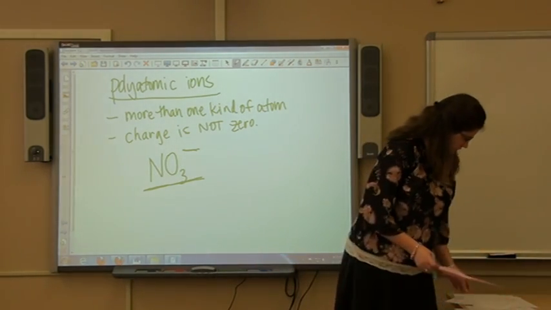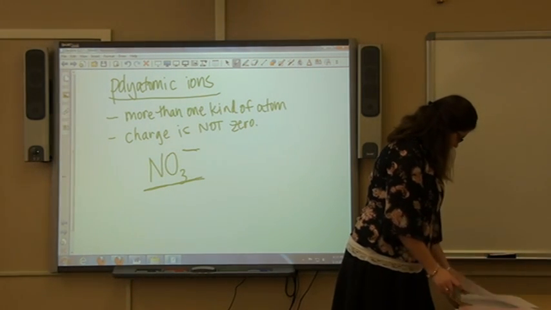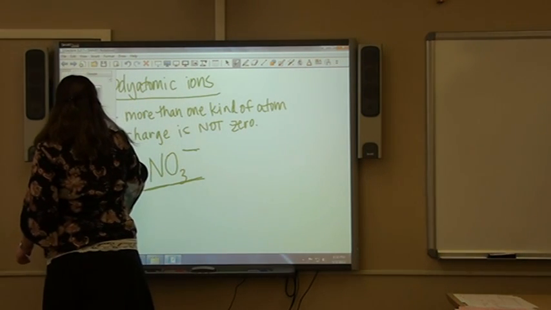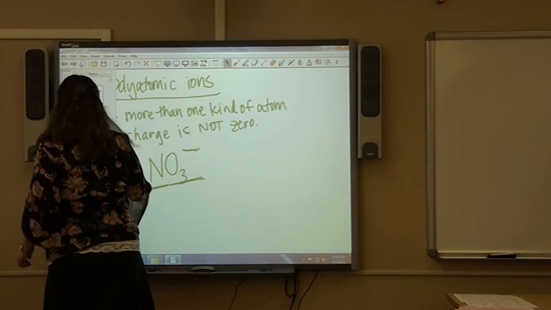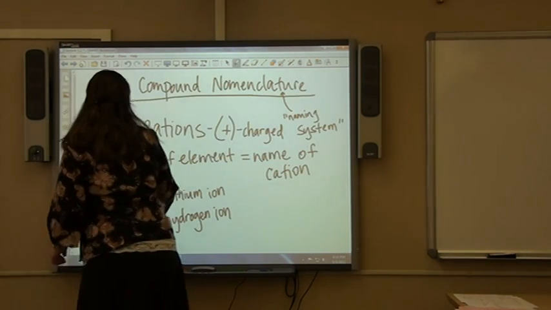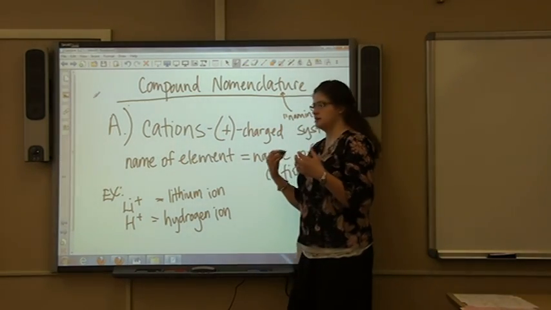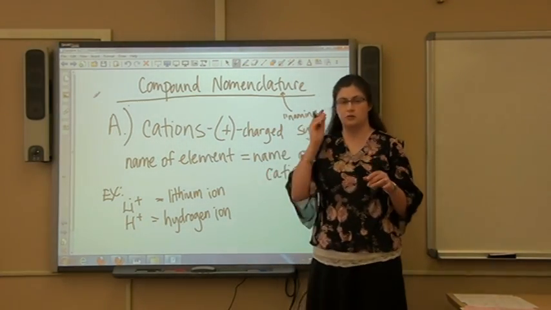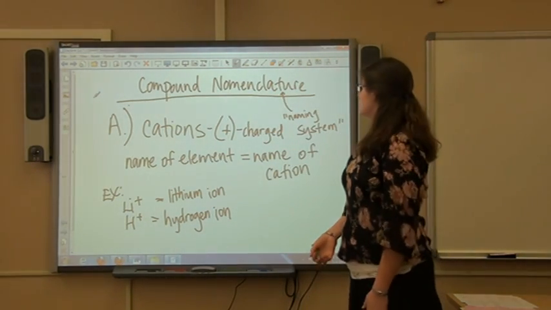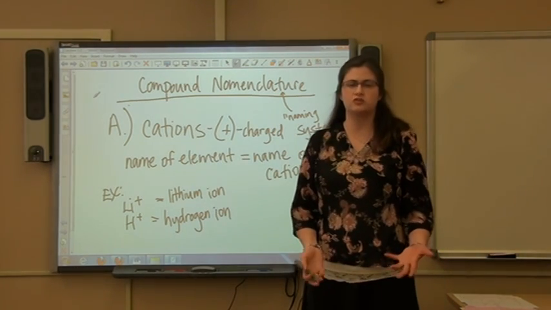Okay. Now let's start talking about nomenclature. Okay. So now that we know the basis behind compounds and how they form, why they form, and the types of compounds that are formed, let's talk about how we can name these compounds so we all know what we're talking about.